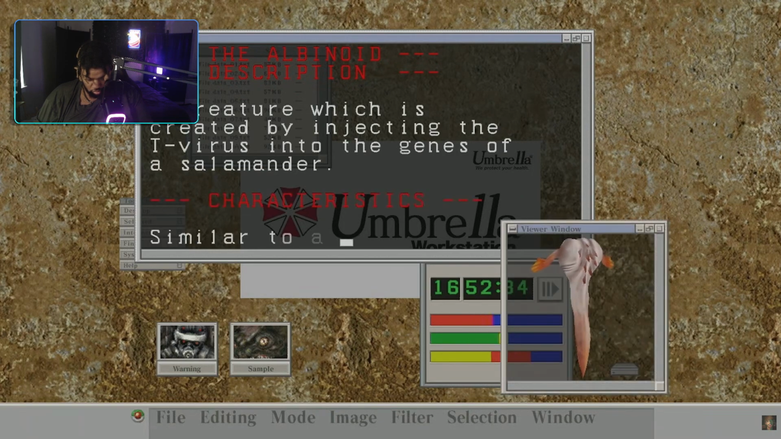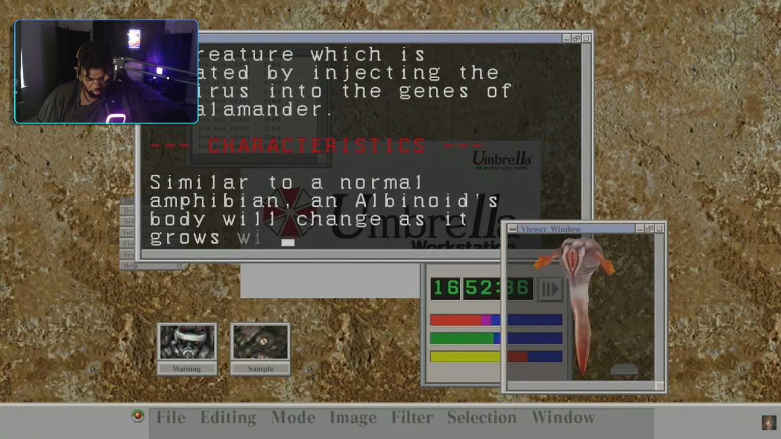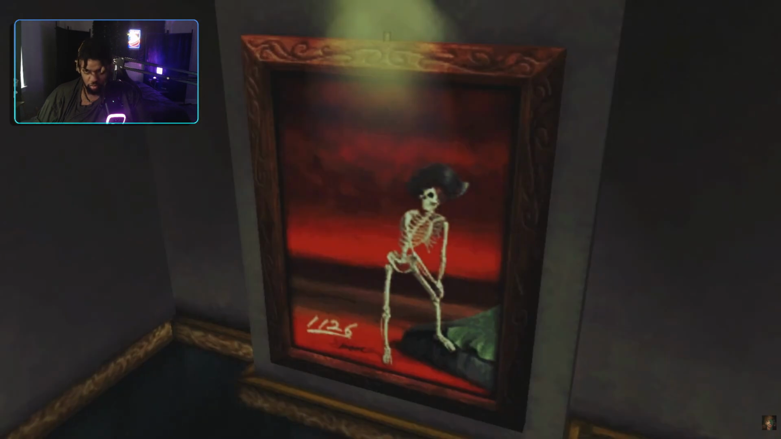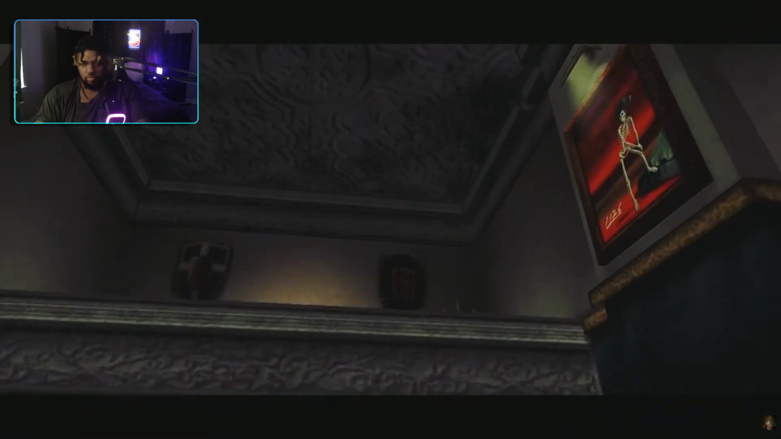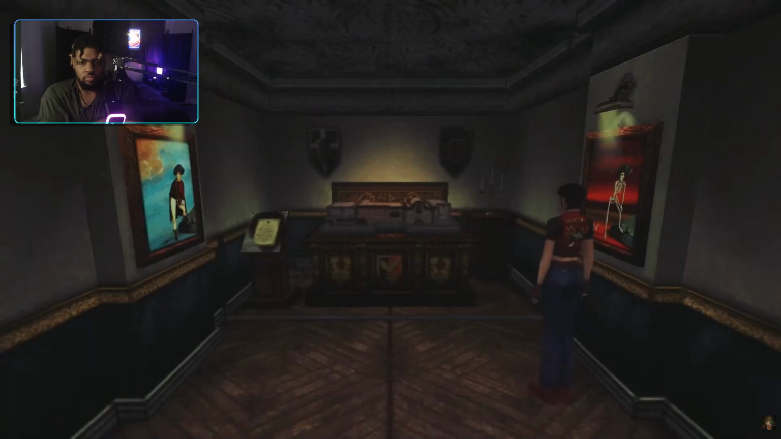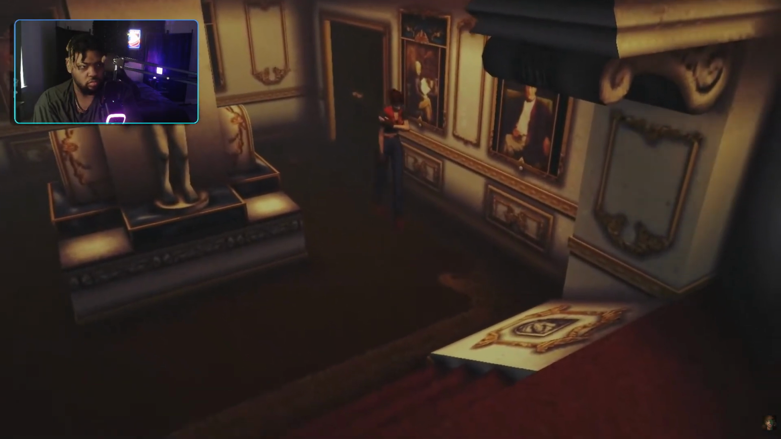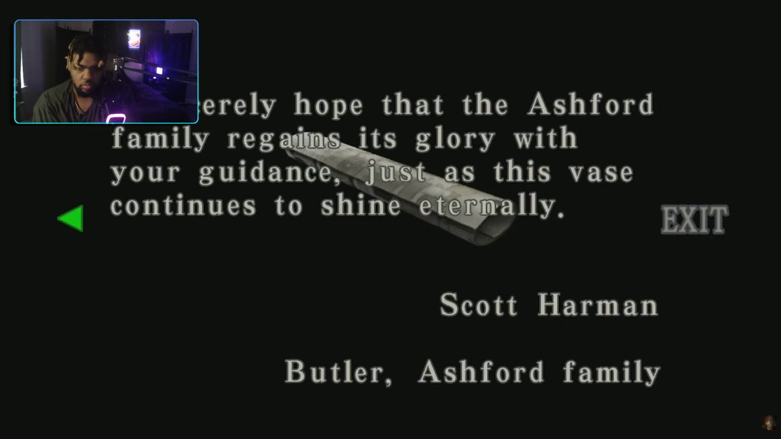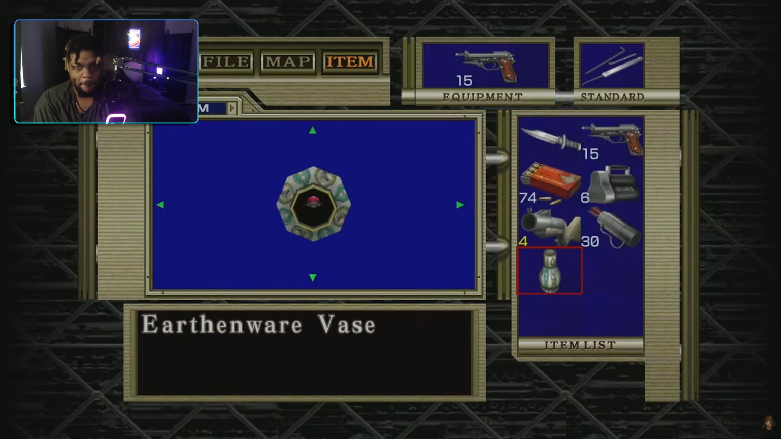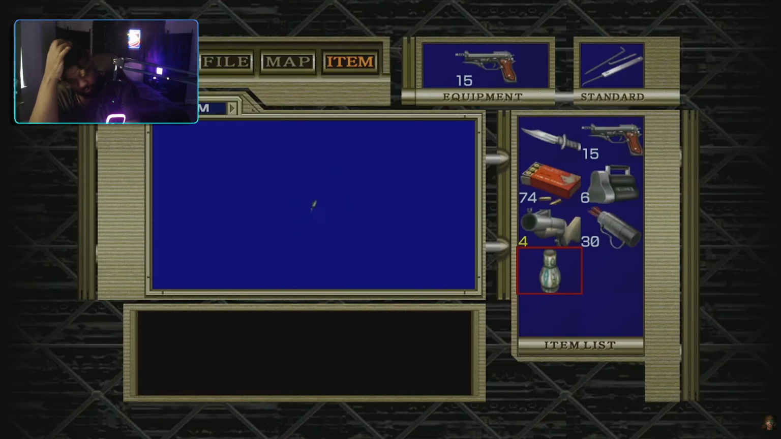An albinoid's body will change as it grows with age, and can grow up to 7 feet in around 10 hours. Using the picture in another room reveals a diorama of the training facility behind a wall, and she obtains a gold key. Using the gold key, Claire gains access to a room which features portraits of previous Ashfords. Using a message to the new family master, who is of course Alfred, Claire solves a puzzle and it yields an earthenware vase. And looking inside the vase, she finds a queen ant object.